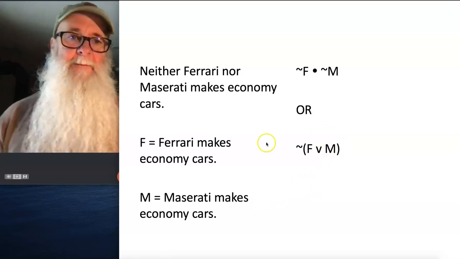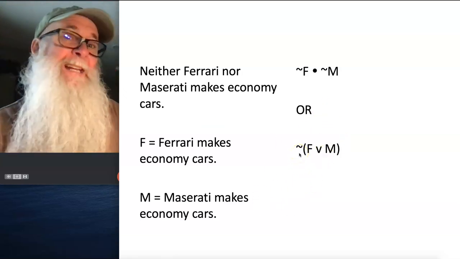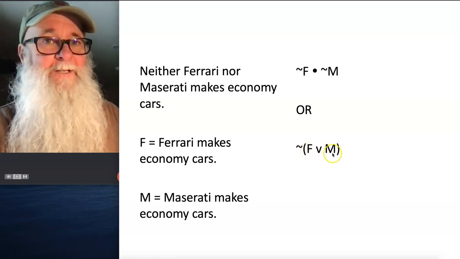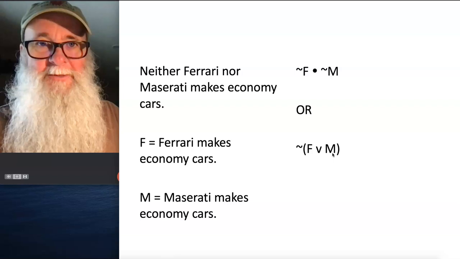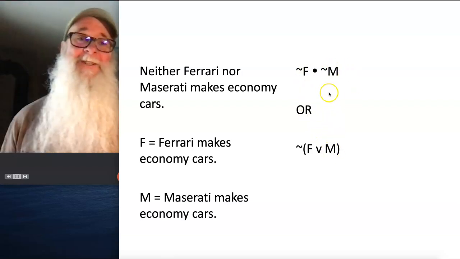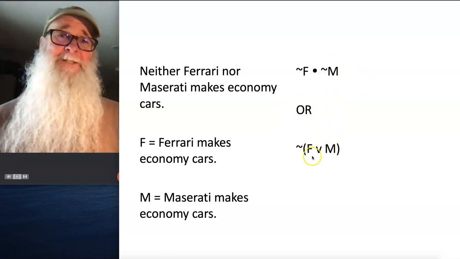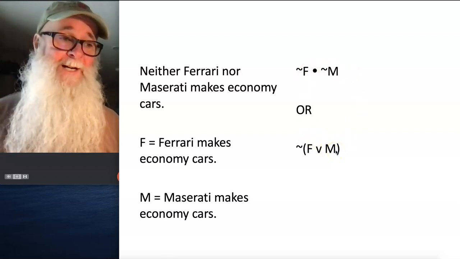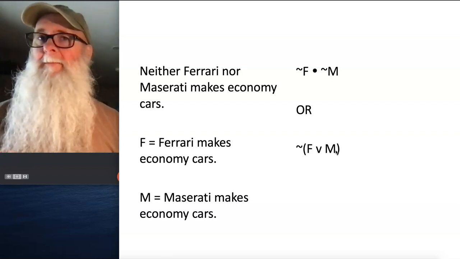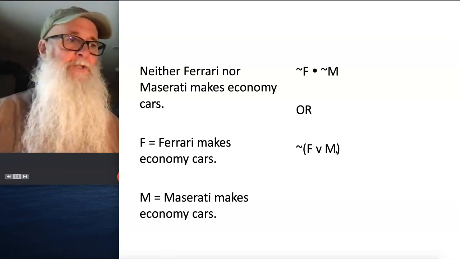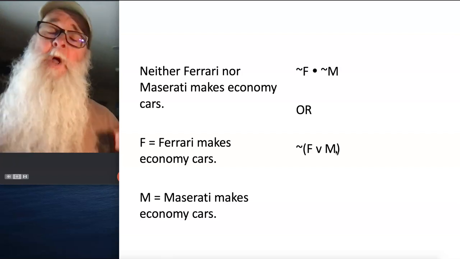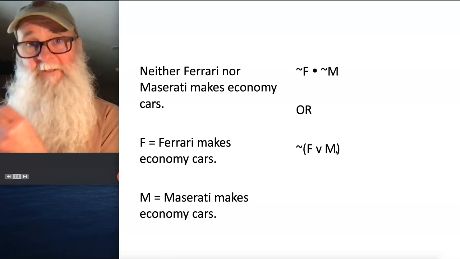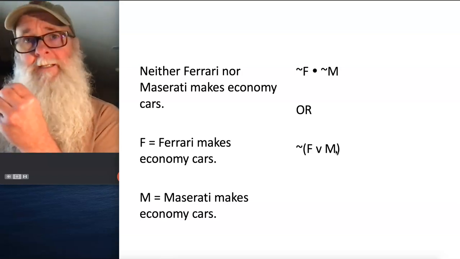So when we read this statement, the way we would read it is this. It is not the case that either Ferrari makes economy cars or Maserati makes economy cars. Neither of them do. Okay? So these two statements are actually expressing the exact same information and are logically equivalent. There's a rule that proves that called De Morgan's rule, but the important point for us is that we can see that there may be instances where there's multiple correct translations of any given statement. We just want to make sure that we understand how the statement that we've symbolized reads in its symbolic form.